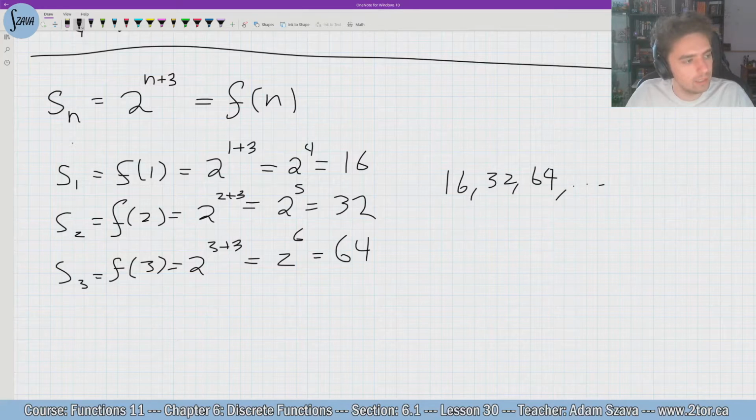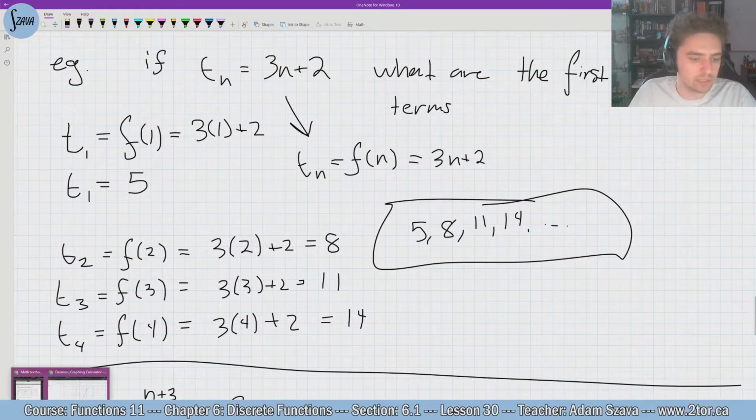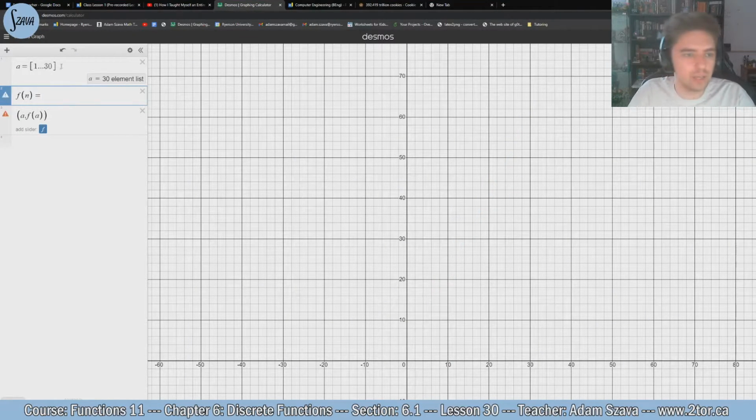Let's take a moment here and actually graph these sequences. You are able to graph sequences. This is essentially how you would do it if you're interested in doing it on Desmos. You make a list of numbers, which I labeled A from 1 to 30. Then I define some function, and I want to graph all the points for these values. So just copy this if you want to graph a sequence.